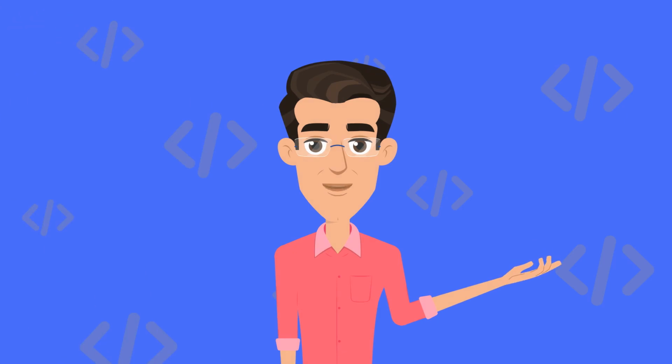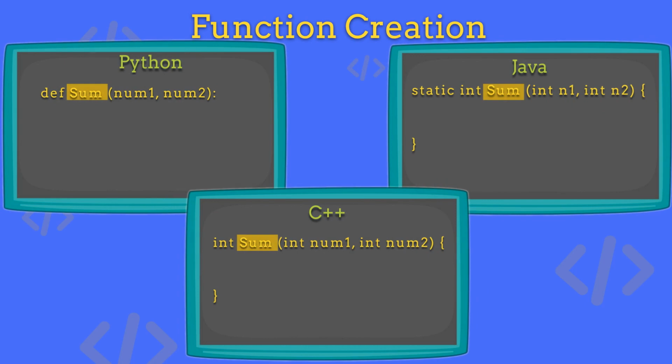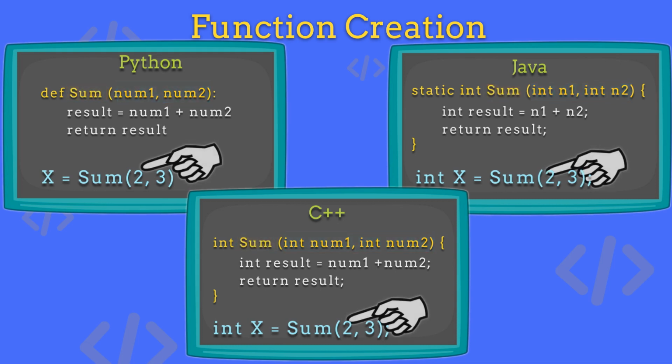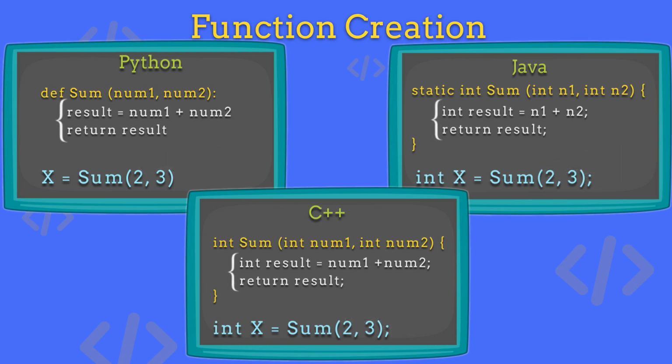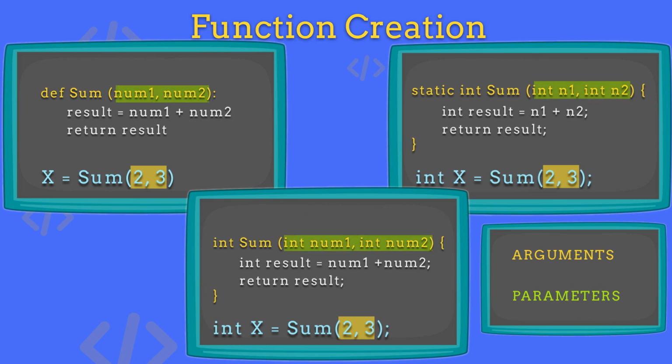Now we will learn how to create a function. In the header, you give a function a name and specify what data it needs to do its job. Then you can call the function by its name and pass it the necessary data. The function then executes its instructions and returns a result. The data or values sent to the function are referred to as arguments, and the variables where we receive the arguments are referred to as parameters.